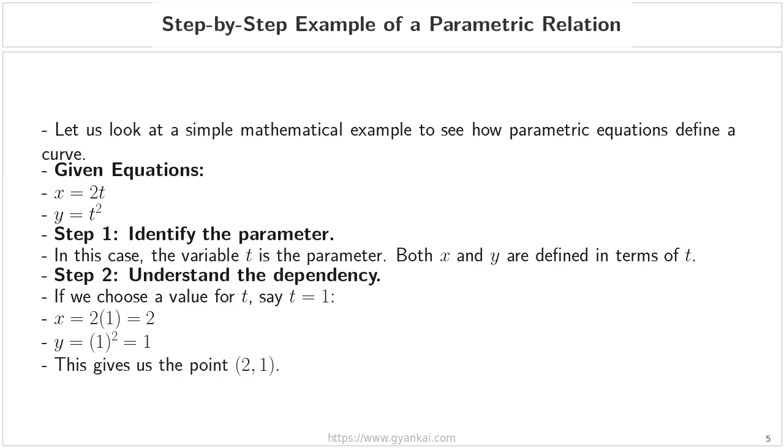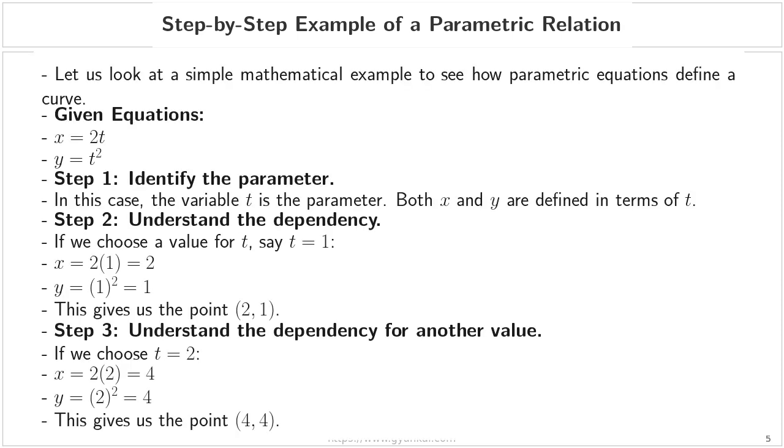In step 2, we will examine the dependency by choosing a specific value for our parameter. If we let t equal 1, then x becomes 2 times 1, which equals 2, and y becomes 1 squared, which equals 1. This results in the coordinate point, 2, 1.